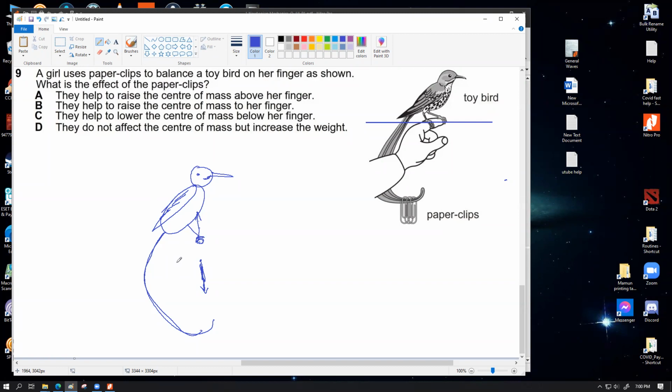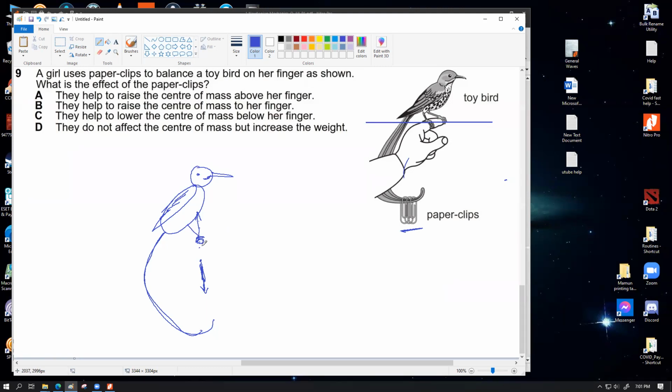So we would want the COG of this whole toy bird to exist below our finger. Now, to achieve that, we have to increase the mass on the lower side. That's where these paper clips are coming in. The more paper clips we add to this tail, the heavier the lower half is going to be. And eventually, after adding a certain number of paper clips, the COG of this toy bird is going to fall below our finger. It is at that point the toy bird will become stable on our finger.